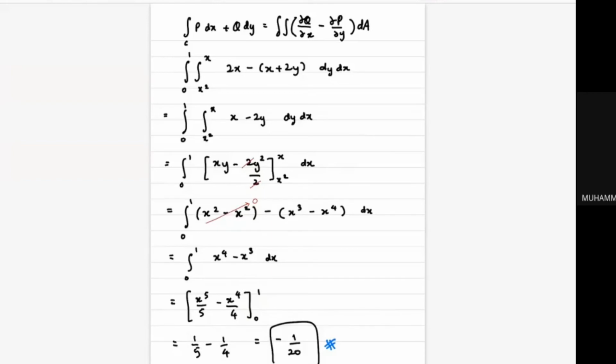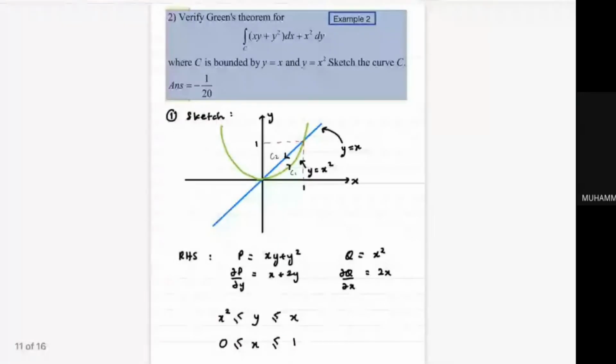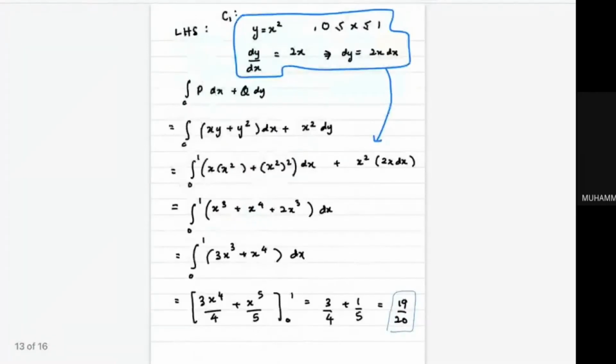Now let's move to your left hand side. For the left hand side, you have this line integral over C1 and C2. So you want to solve for each, C1 and C2. For C1, y is equal to x squared, this curve, so your x is from 0 to 1. From this, dy/dx is equal to 2x, so your dy is equal to 2x dx. To solve, use this formula, P dx plus Q dy.